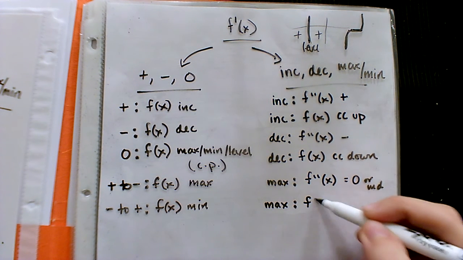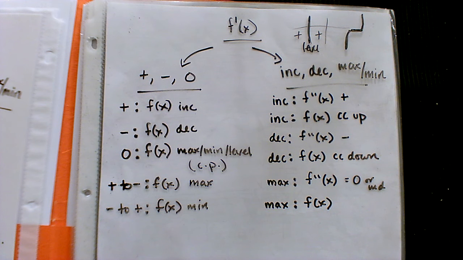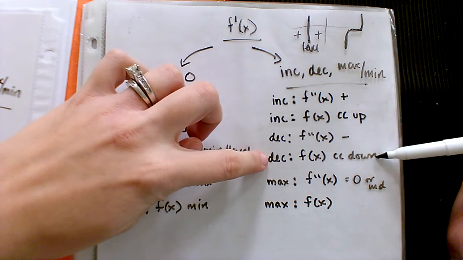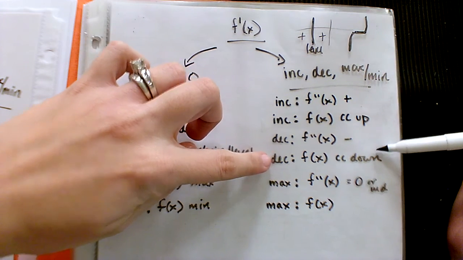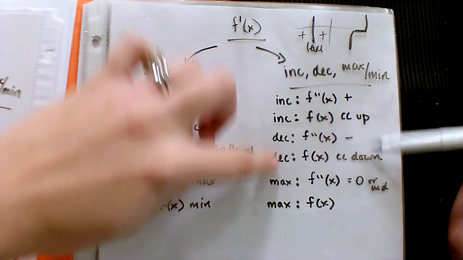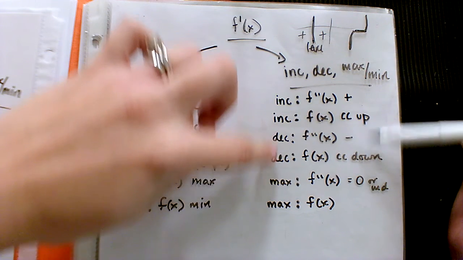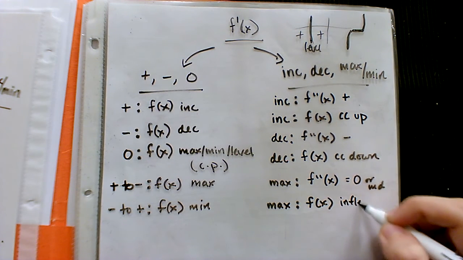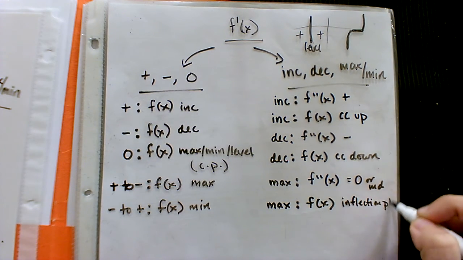Do we have a similar relationship, though, to the original function? If the first derivative has a max, the original function would be changing concave up to concave down. If you change concavity, that's a point of inflection. So, inflection point. Good.